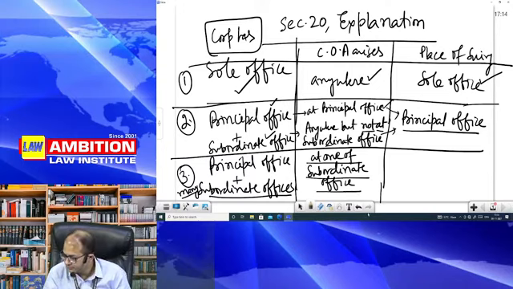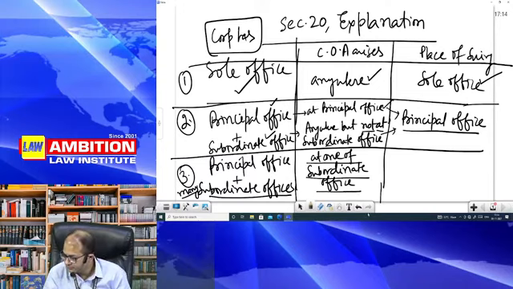Sole means that there is one office. यहाँ एक ही ऑफिस है, सोल का मतलब एक. No subordinate office. And cause of action arises anywhere. कहीं भी cause of action हो रहा है. Place of suing will be the sole office, because there is only one office. Sole means single. So place of suing will be at that place.